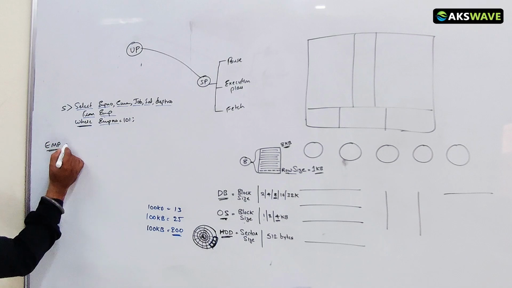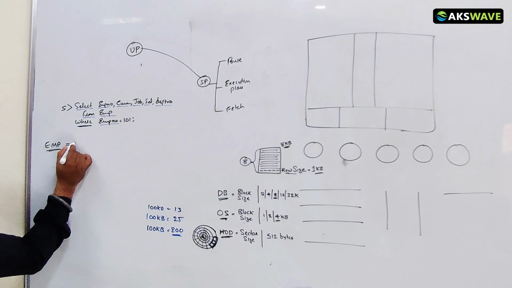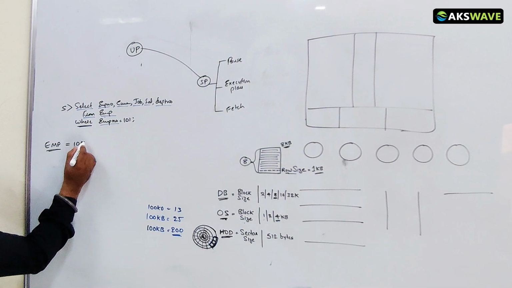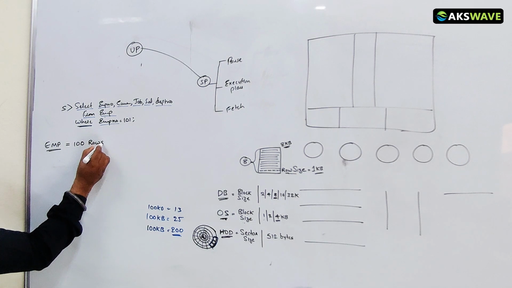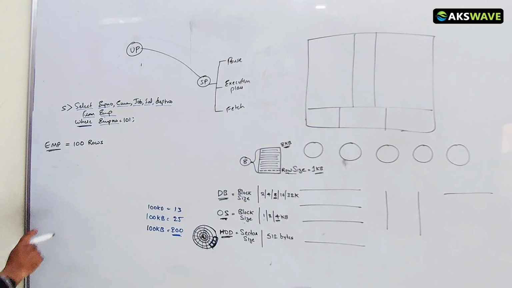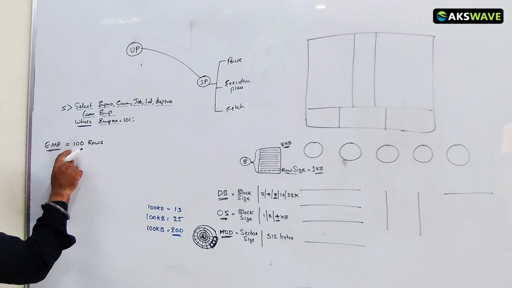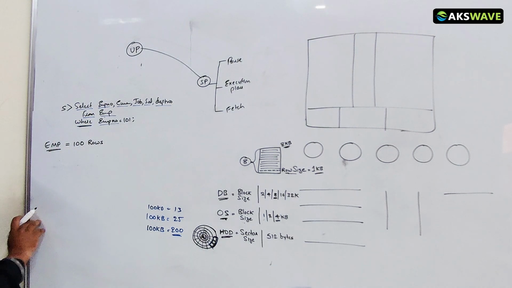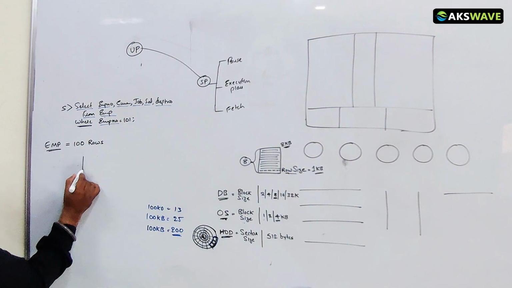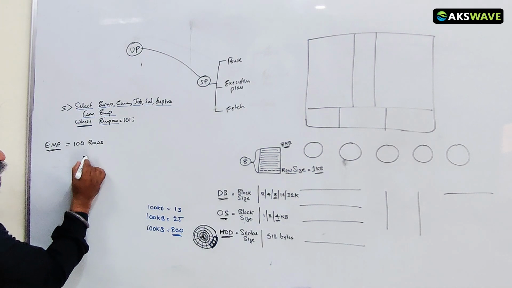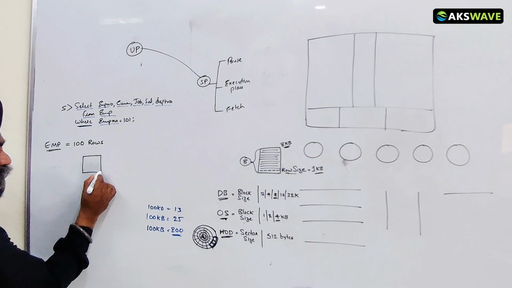Now I'm telling you guys, how many rows are there in the employee table? There are 100 rows. What is the size of my block? 8 KB, correct? Okay, this is my block, an 8 KB block.